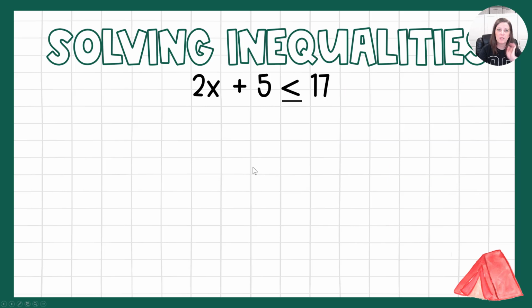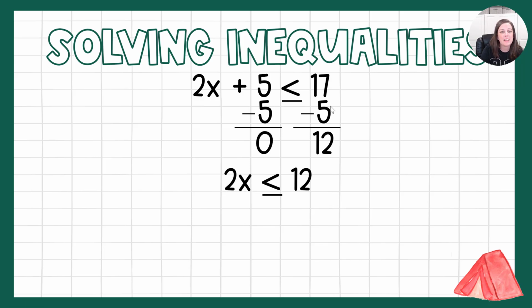Let's try it with a two-step. Okay, bringing back those memories of two-step equations. I'm going to get rid of this plus 5 first by doing the inverse, which is minus 5, and that gives me 0. And then I have to do the same thing to the other side. So 17 minus 5 is 12. Now I'm left with 2x is less than or equal to 12. The opposite of this multiplication here is division, so divide both sides by 2. And I'm left with x is less than or equal to 6.